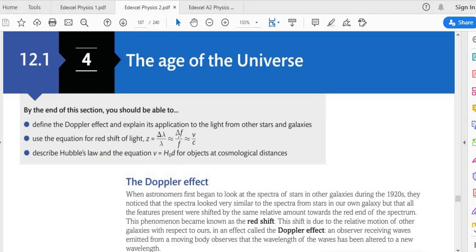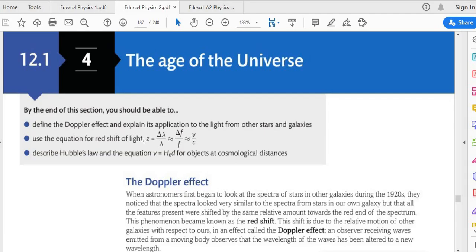Similarly, delta f divided by f. This is the difference between the observed frequency and the original frequency, and this is the original frequency. The original frequency means the frequency of the wave that the source emits, but the observed frequency will be different because either the source is moving towards the observer or moving away from the observer. We will learn the details about this later when we learn about the Doppler effect.